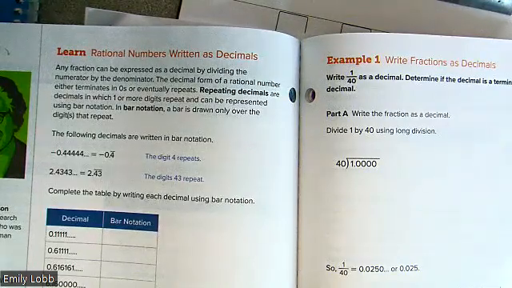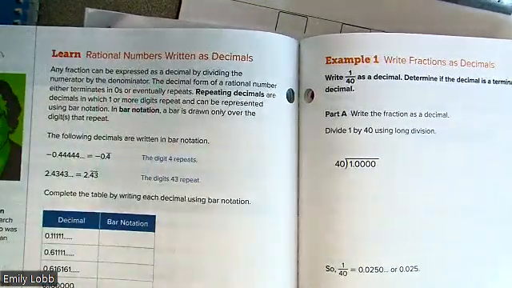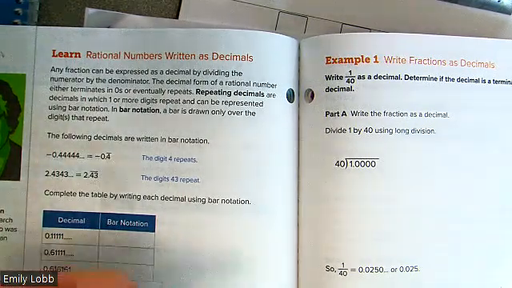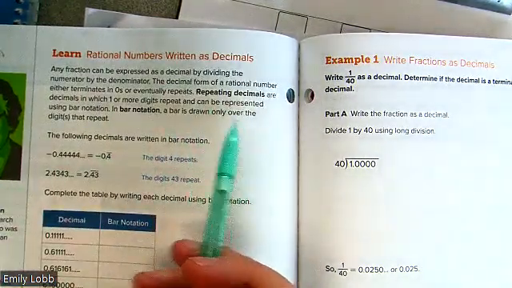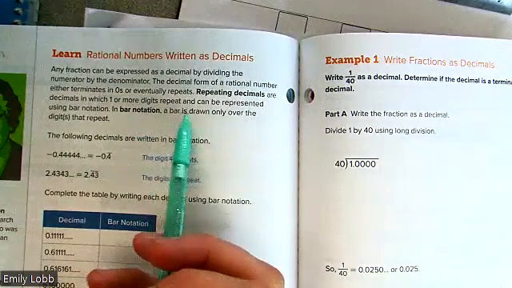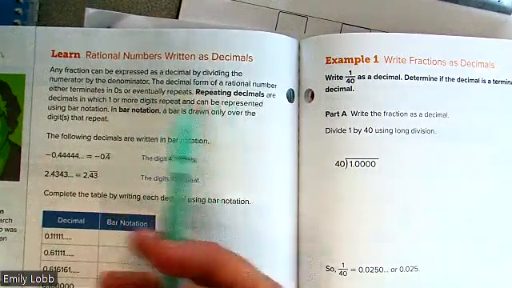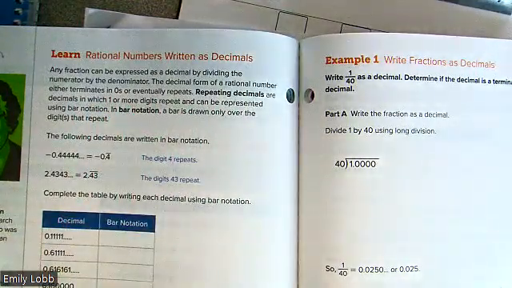All right, so rational numbers written as decimals. Any fraction can be expressed as a decimal. So you're going to probably want a calculator, I would say. Or I'm going to do a few with long division just to show you. And then eventually, when they get harder, we'll be using a calculator. But the decimal form of a rational number either terminates in zeros or eventually repeats.